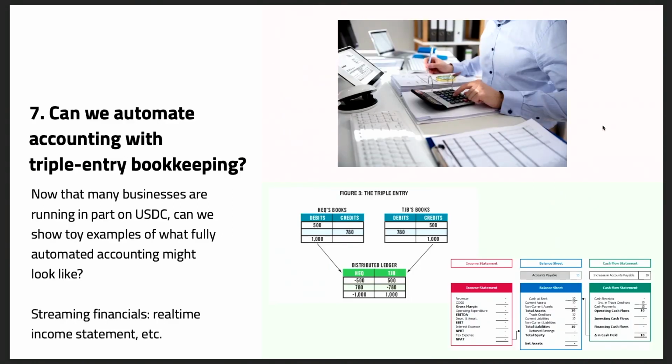Next question. This is a really deep one. Can we automate accounting with triple entry bookkeeping? Once you have transactions on chain, then the next step is you have financial statements on chain. You can basically put accounting on chain. If you have enough sends and receives, enough tagging of transactions, you can actually start to generate financial statements automatically.